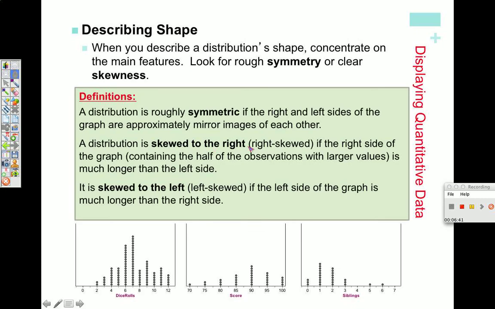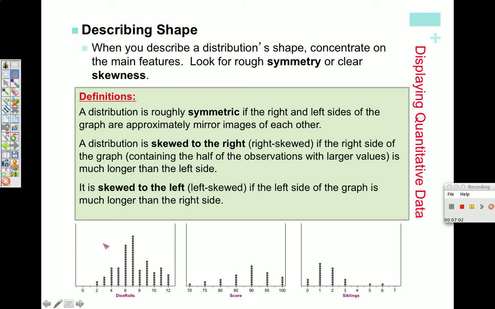Skewed to the right means that there's more stuff to the right. You think of these graphs as having two tails going out to the edge. Skewed to the right means that there's a tail extending to the right. Skewed to the left means that there's a tail extending to the left.